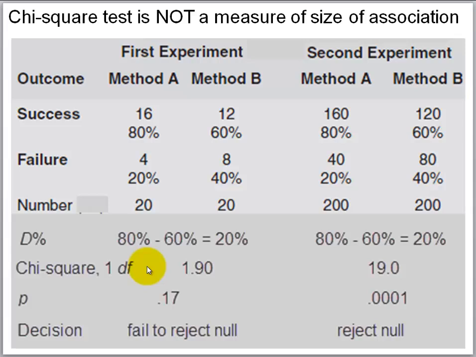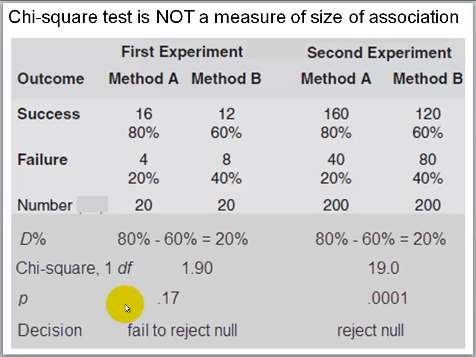Now, let's go ahead and calculate chi-square. You're not going to see these calculations, but we'd carry out the calculations using the formula as just presented, and the chi-square in our first experiment would compute to 1.90. The chi-square in our second experiment would compute to 19.0. Now we would reference the chi-square distribution table for 1 degree of freedom, or better yet, we would use a statistical software package to carry out these tests.